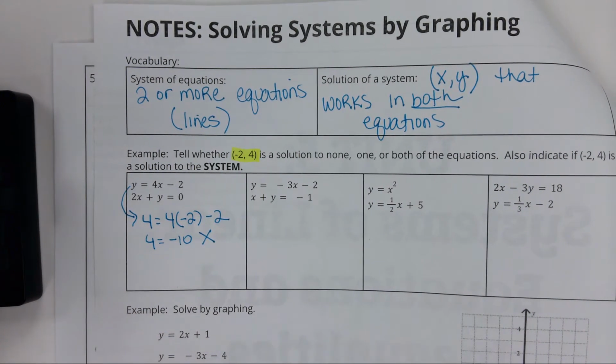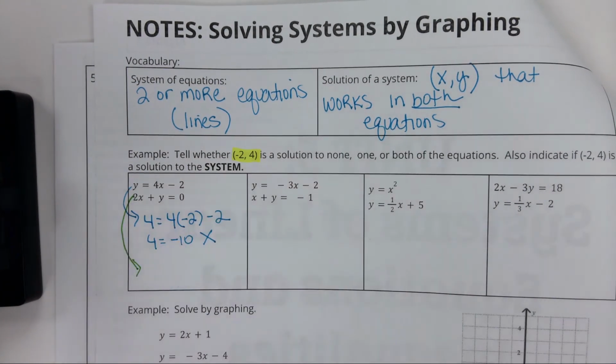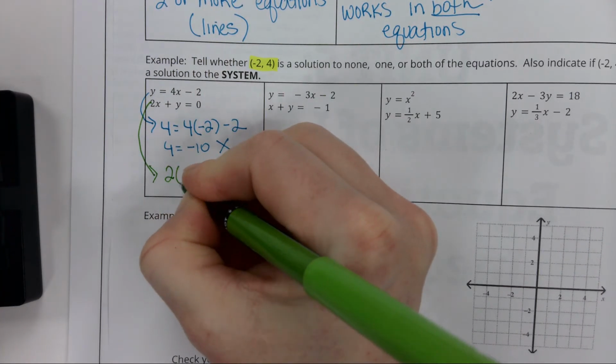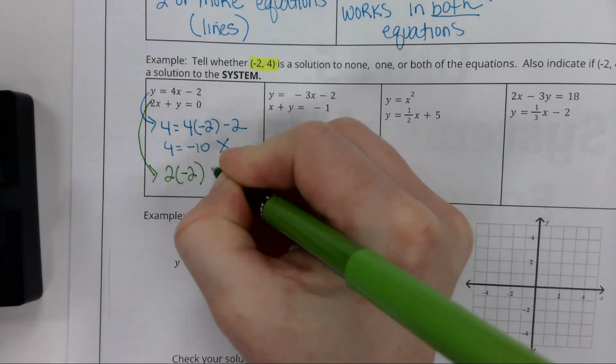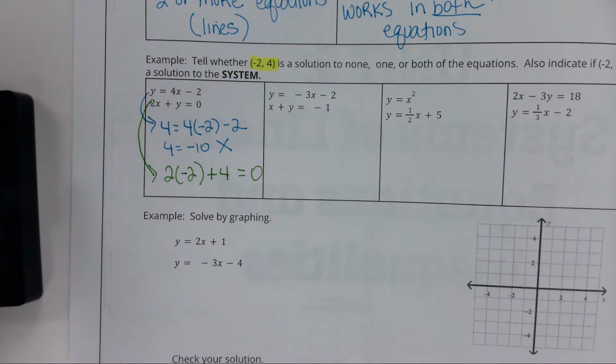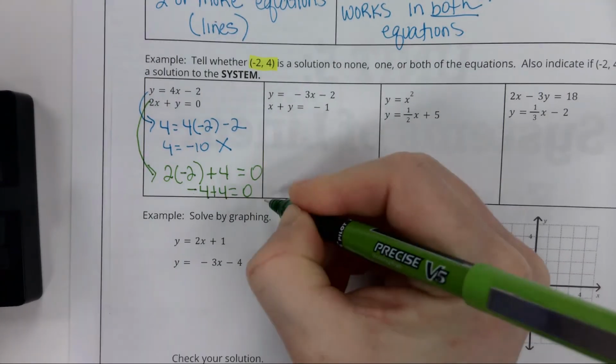Let's check the second one. I'll get a different color. Maybe my pink. Let's check the second one: 2 times x plus y equals 0. So I'm going to do 2 times negative 2 plus 4. Does that equal 0? Yes. Negative 4 plus 4 equals 0. I'm going to put a star.